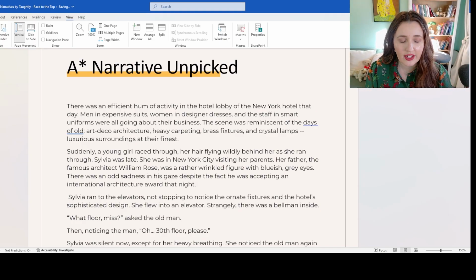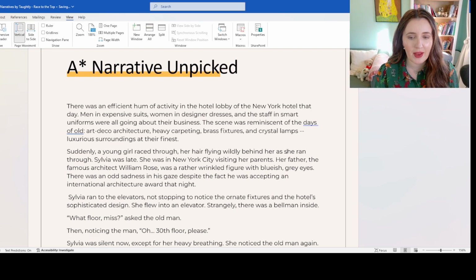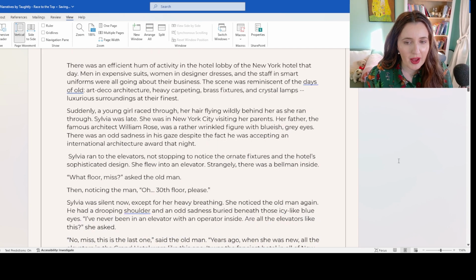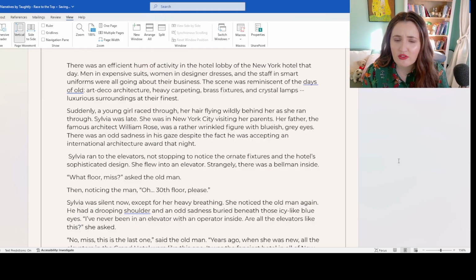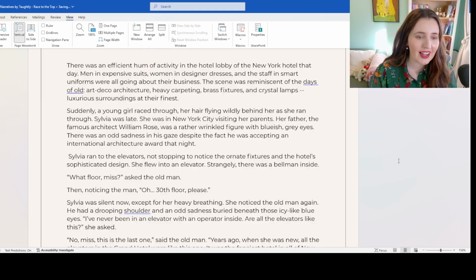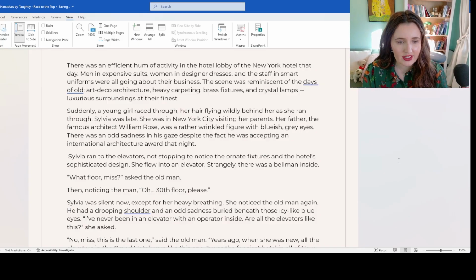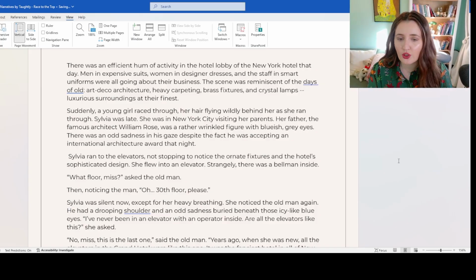Suddenly, a young girl raced through, her hair flying wildly behind her as she ran through. Sylvia was late. She was in New York City visiting her parents. Her father, the famous architect William Rose, was a rather wrinkled figure, with bluish-grey eyes. There was an odd sadness in his gaze, despite the fact he was accepting an International Architecture Award that night. Sylvia ran to the elevators, not stopping to notice the ornate fixtures and the hotel's sophisticated design.